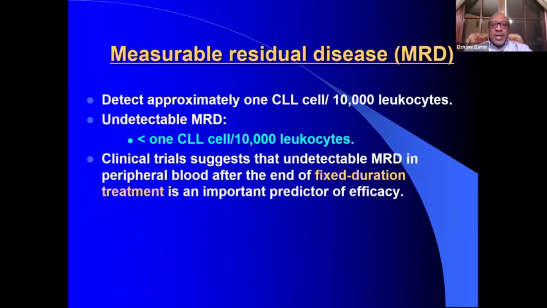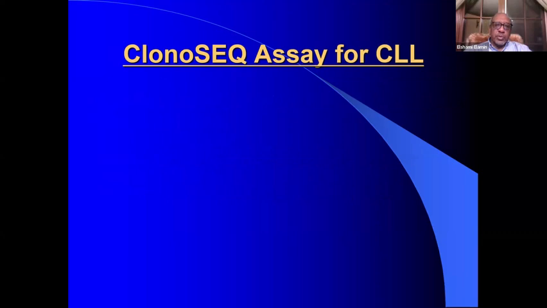Clinical trials suggest that undetectable MRD in peripheral blood after the end of fixed-duration treatment is an important predictor of efficacy. So if you treat a patient with any regimen, mainly targeted drugs, with fixed duration, and you reach undetectable MRD, that is a predictor of efficacy of the treatment.